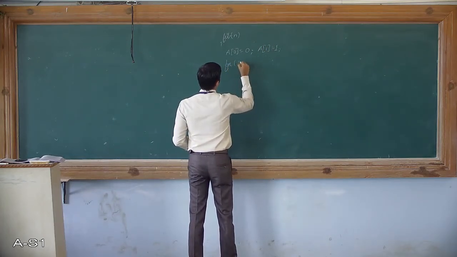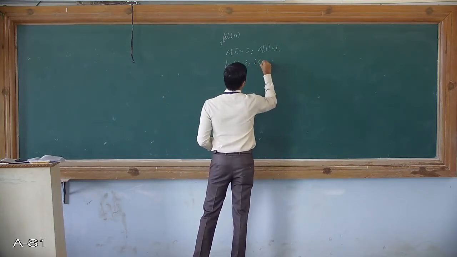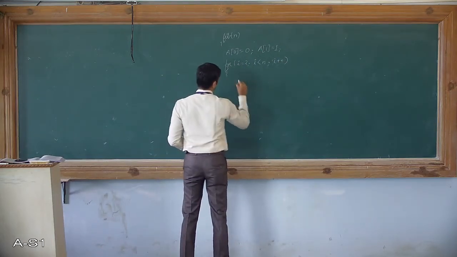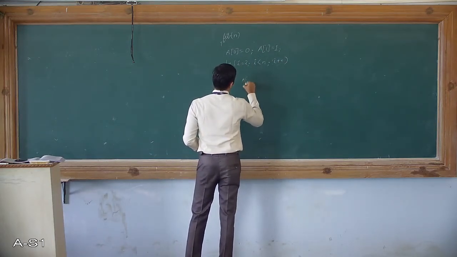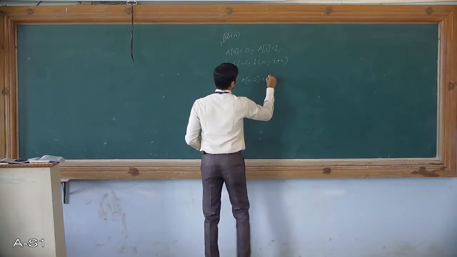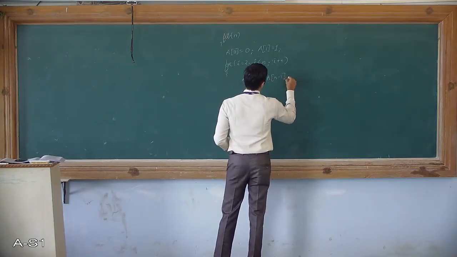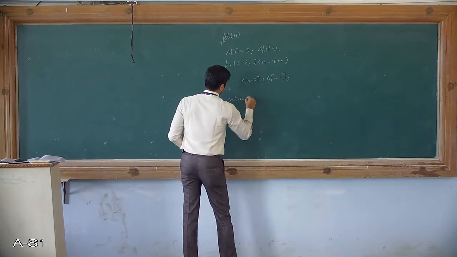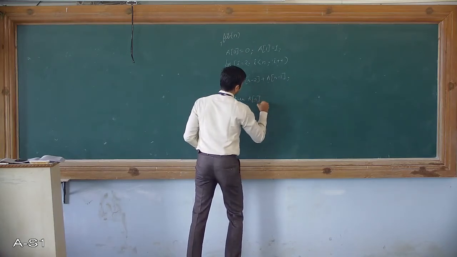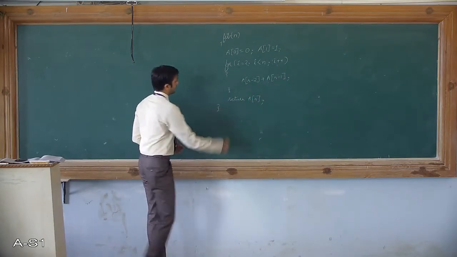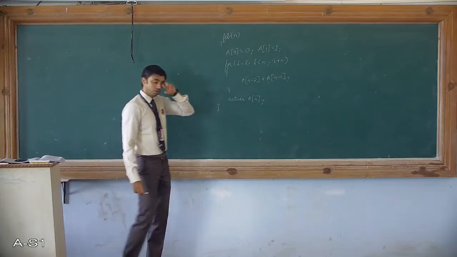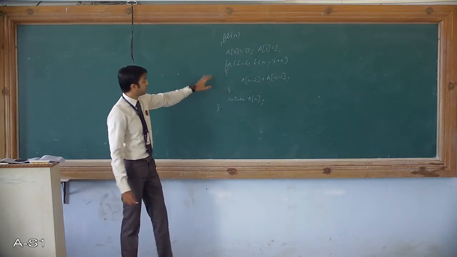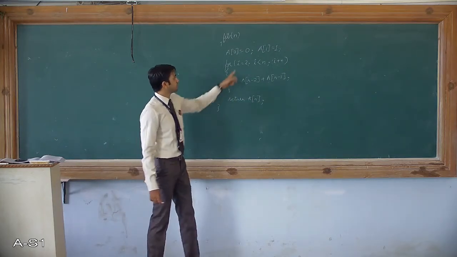For i equals 2, i less than n, i plus plus, I'll say a of i equals a of n minus 2 plus a of n minus 1. Then I'll say return a of n. So this is a program or an algorithm for getting the nth Fibonacci number using iteration.